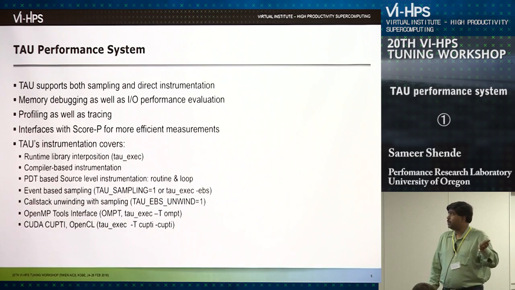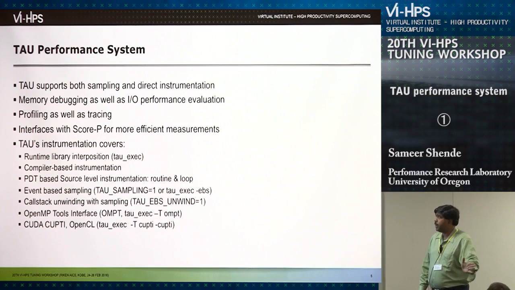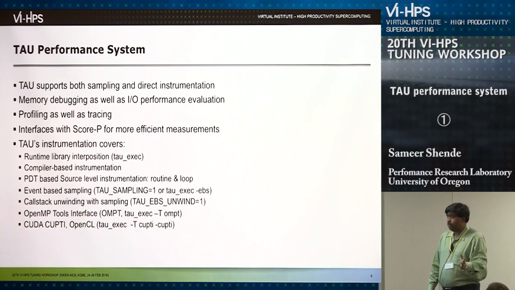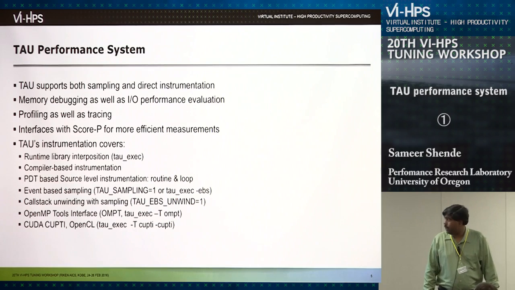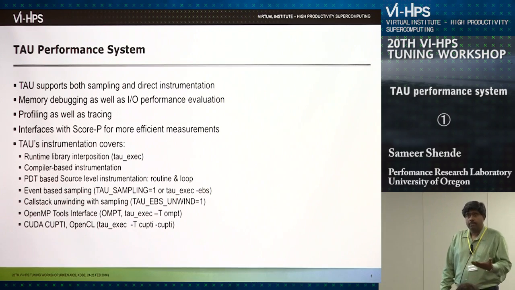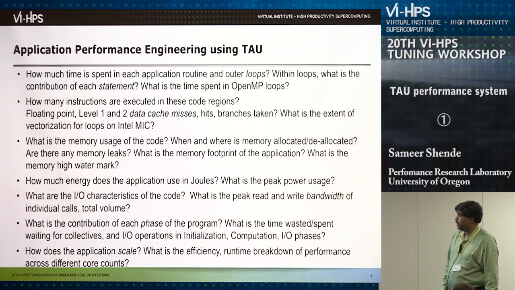So to recap, Tau supports both sampling and direct measurement. It supports other features as well, such as memory debugging, I/O performance evaluation, profiling as well as tracing, and interfaces with Score-P for more efficient measurements. And there are a number of other things that we'll describe in this talk, including runtime library interposition using a tool called tau_exec, the compiler-based instrumentation and source-level instrumentation, even sampling, and so on. And we'll look at the tau_exec tool a little more in detail.